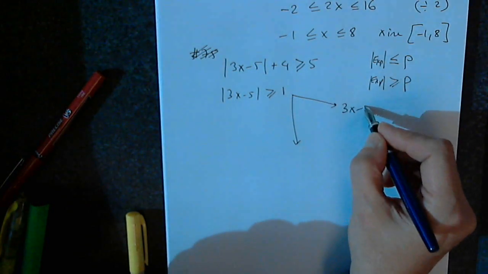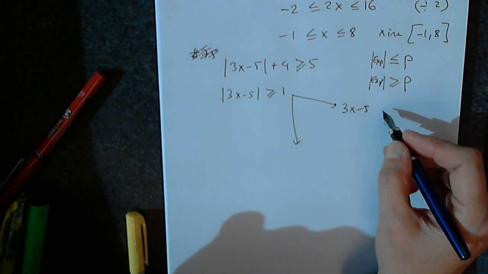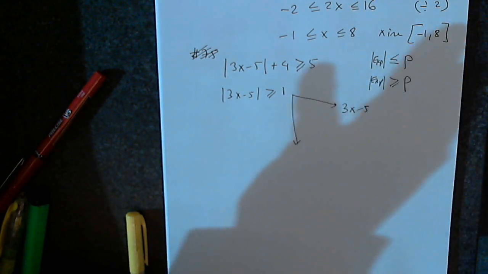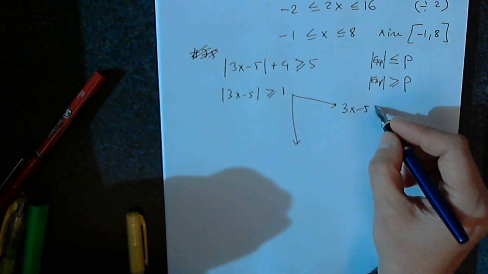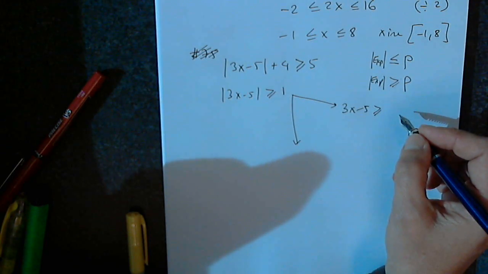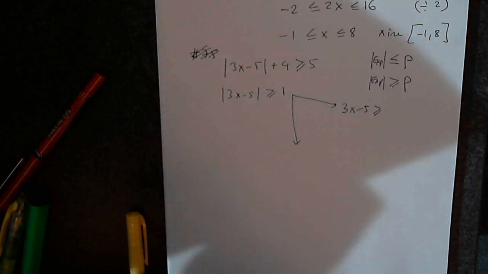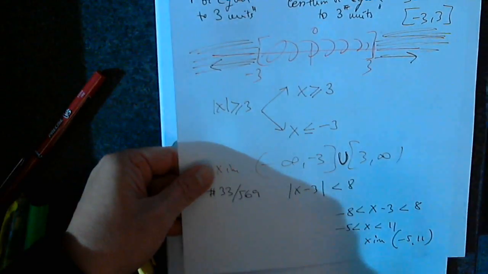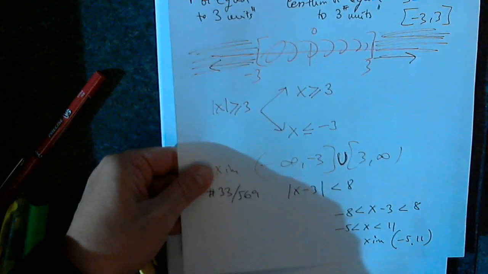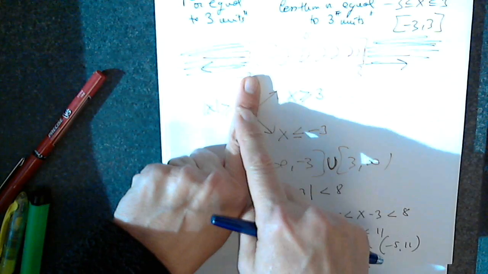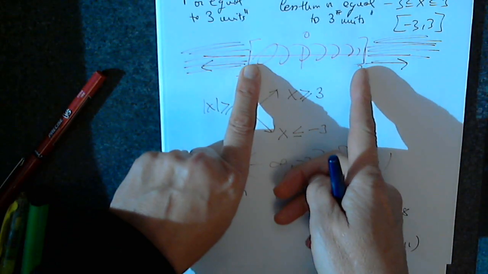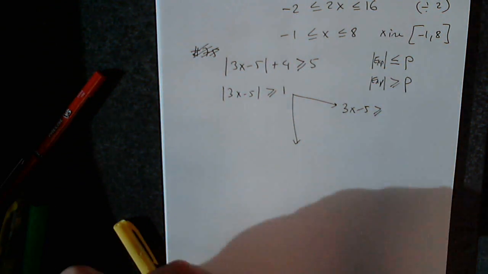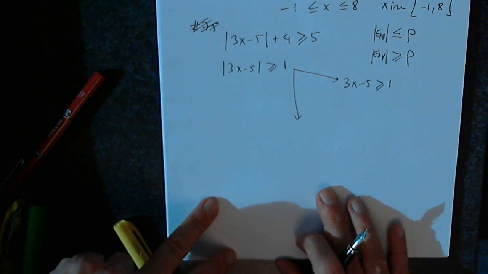3x minus 5. Say it again. I cannot write any equals. Greater than or equal to? If I say greater than or equal to -1, I'm including something that I'm not allowed to include. I cannot do that. It cannot be greater than or equal to -1. So, greater than or equal to 1, to the right hand side of 1. Very good. What is the other option?